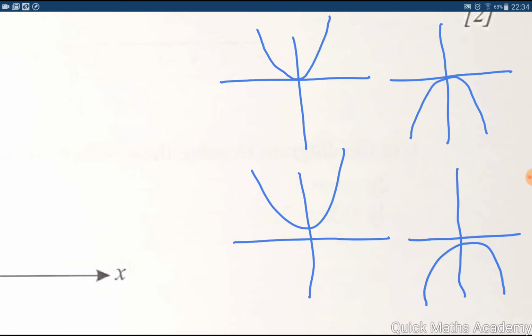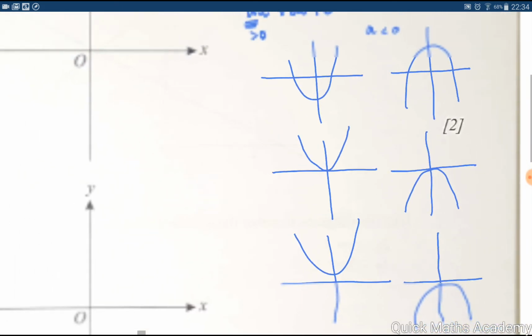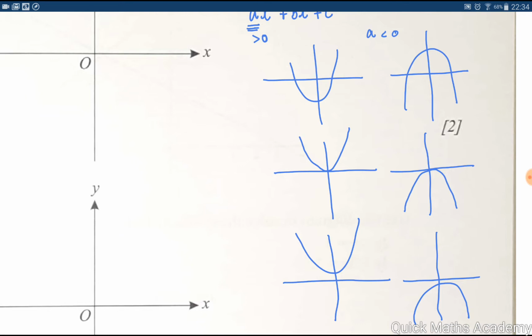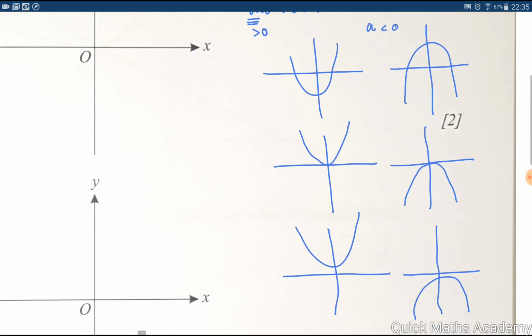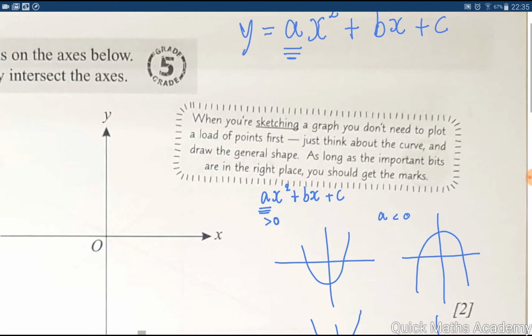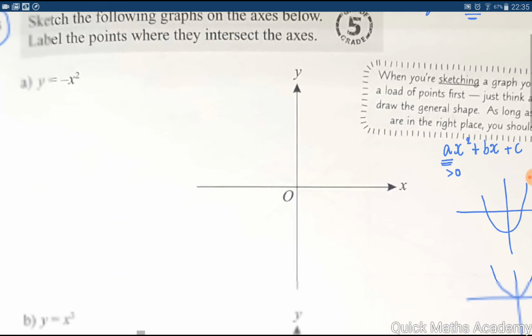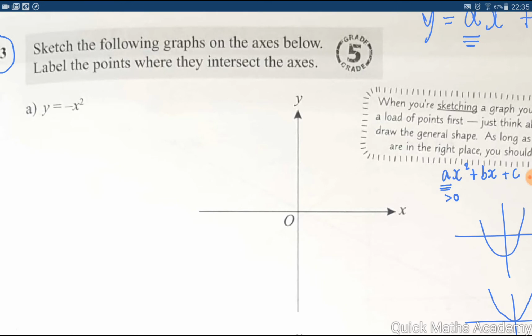Okay, so there are all different types of parabolas, and all this positioning depends on the coefficients a, b, and c. But what defines if it's facing up or facing down is the value of a, if a is positive or if a is negative. Alright, having said that, let's try to solve the first one. Sketch the following graphs. On the axis below, label the points where they intersect the axis.